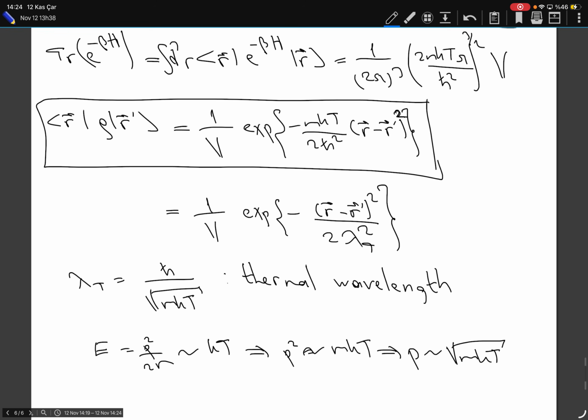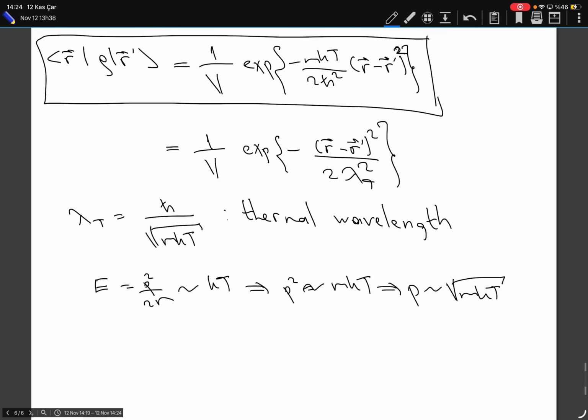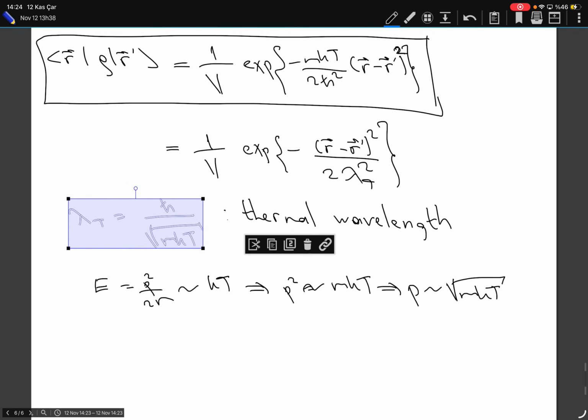So if you have a particle at temperature T, typically your particles will have this much momentum. But the corresponding de Broglie wavelength is h over momentum. This is the corresponding wavelength. As I said, depending on the definition, you get 2's, pi's here and there, but the order of magnitude is this one. So in a sense, this is how much your particles are localized or not localized in the system.